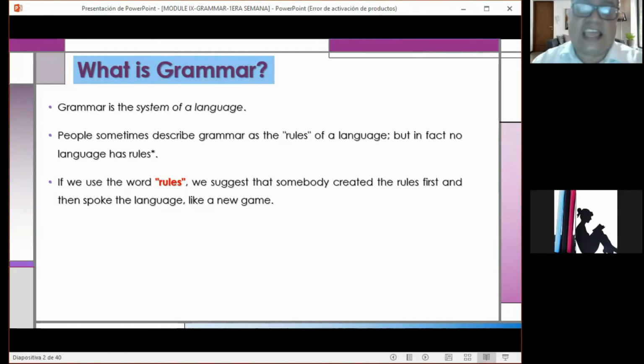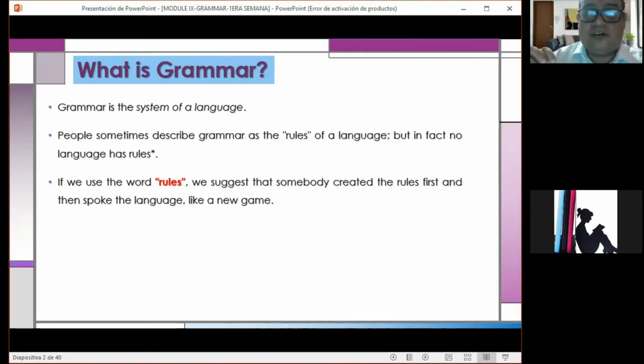And it was like a game, no? When you're going to start a game, you need to know the rules in order to play it well, and in order to win the game, right? So if we use the word rules, we could think that somebody created those rules, and then they spoke the language.